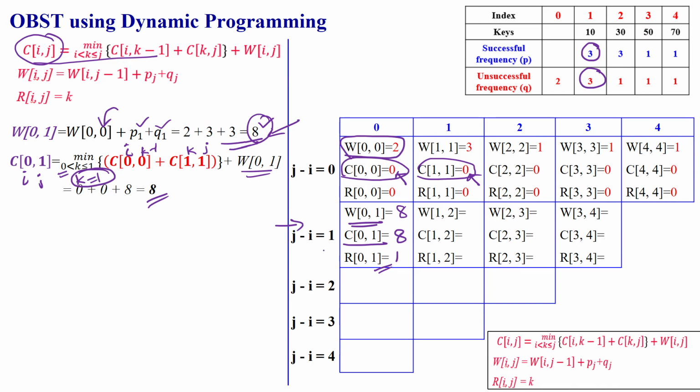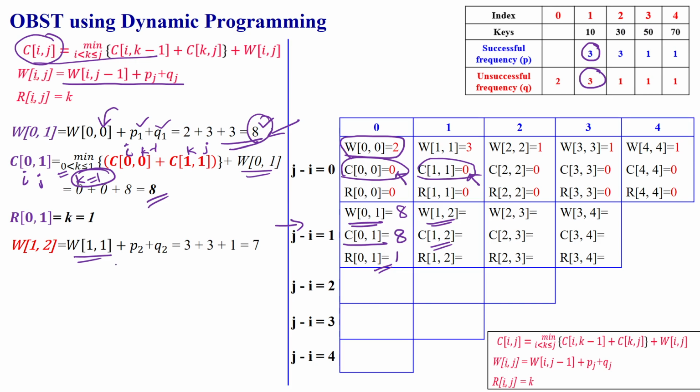Then we have to identify the value for w of 1 comma 2. When you substitute the formula, w of i comma j minus 1, that is i comma j minus 1, so 2 minus 1, we get 1. Then pj is p2 and qj is q2. We are substituting the values here. w of 1 comma 1 we already found. Then substituting p2 and q2, we get 7.